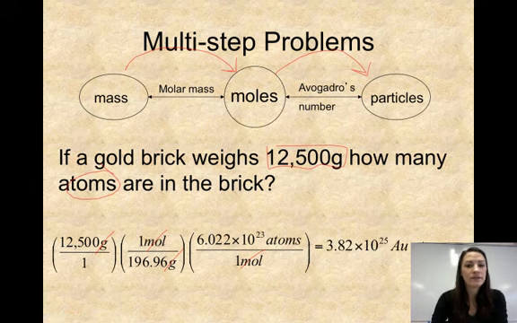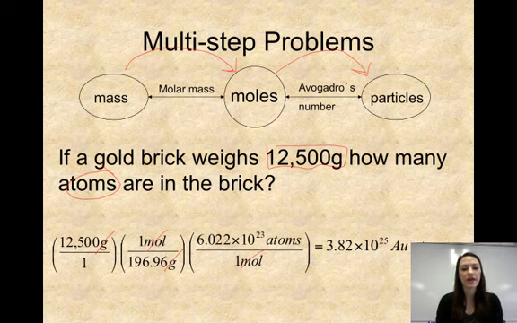All right, so that's a more challenging problem. That's a multiple step problem. We'll do some practice with these in school together. Awesome.